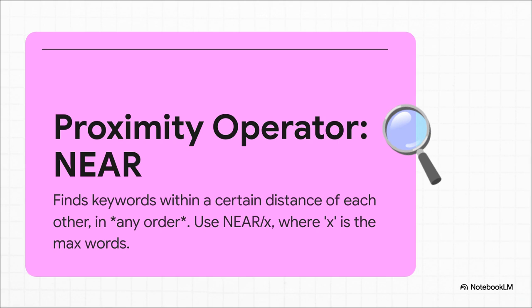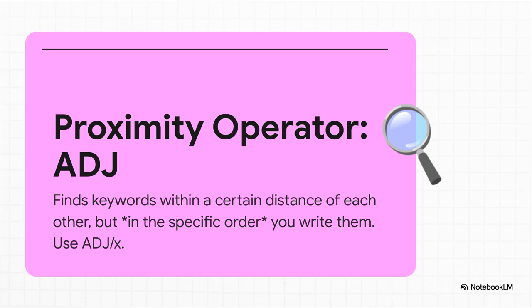Super useful. And then there's ADJ, which stands for adjacent. You can think of it as near's stricter older sibling. It does the same thing. It looks for words within a certain distance, but with one big difference. It forces them to be in the exact order you wrote them. This gives you way more control over the context of your search.